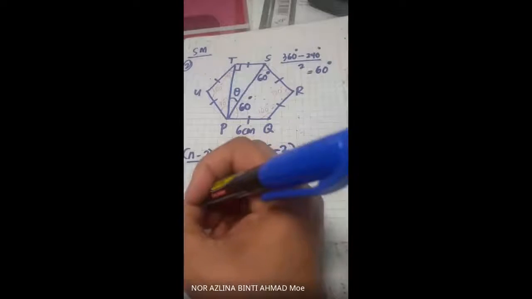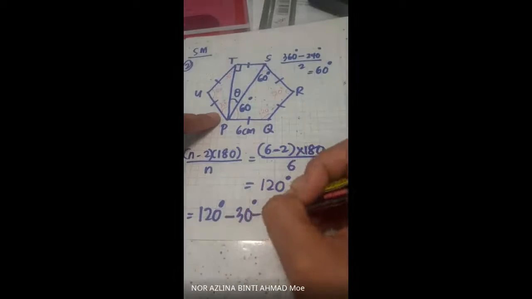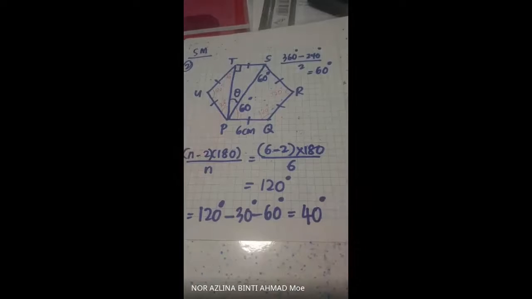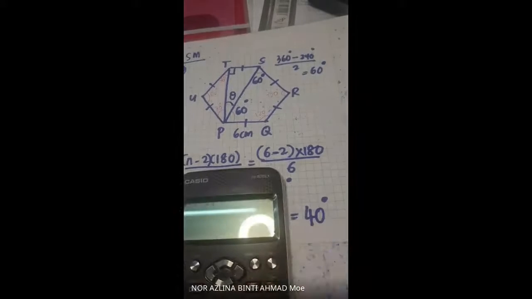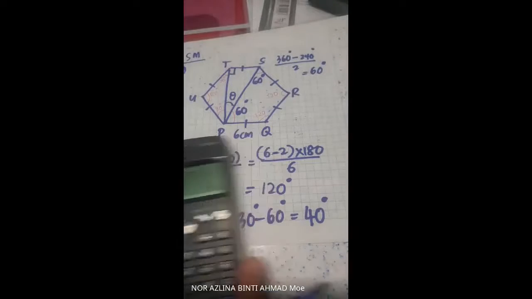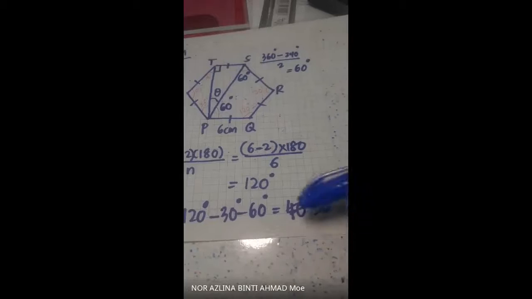So to get theta, 120 minus 30 minus 60. So the answer is 40 degrees. Right or wrong? You can check with the answers at the back of your textbook. Please check for me. Angle theta. The answer given is 30. Oh, sorry. 120 minus 30 is 90, 90 minus 60 is 30. Yes, 30 degrees, sorry. I was wrong. Okay, so that is 2B.